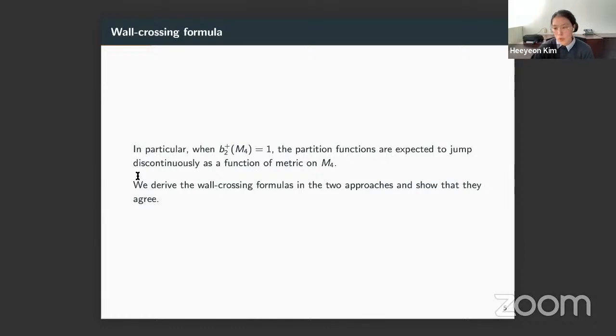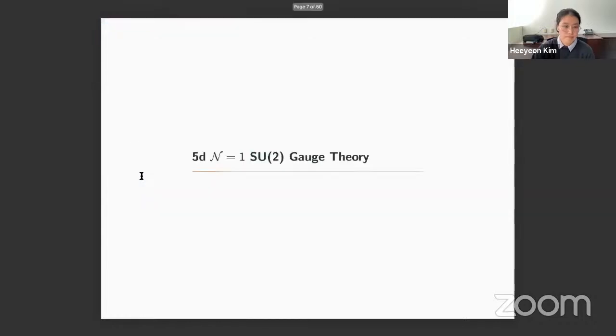One of the goals of today's talk is to derive the wall-crossing formula in these two approaches that I just described and show that they agree in a non-trivial way. And also I'm going to comment briefly on the case with b2 plus larger than one. Are there any questions so far?